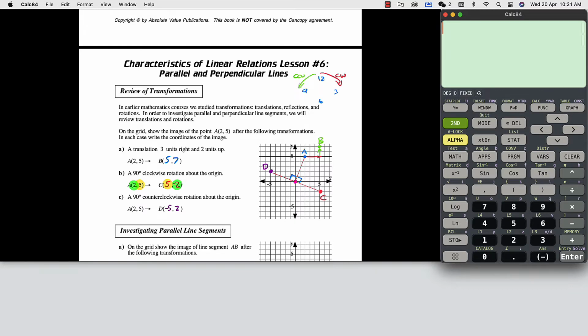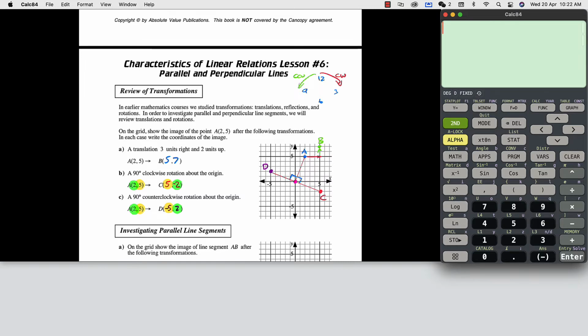So again, what happened here when we rotate 90 degrees counterclockwise, we're going to take the original X and make it the Y and keep the original sign, and we're going to take the original Y and make it the new X but change the signs. These are just rules that you need to practice and go over several times in order to get this theory and understanding down pat.